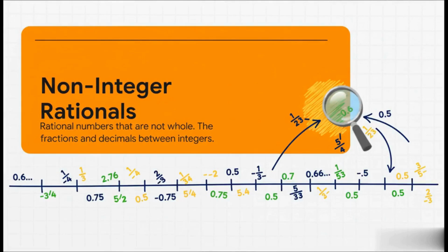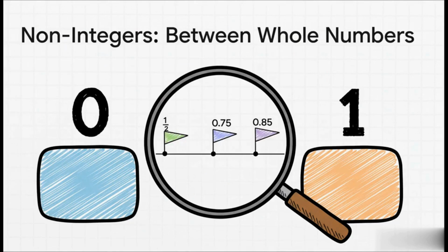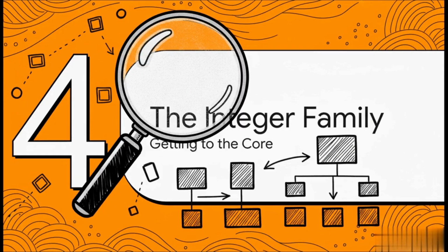And if a number is rational but it isn't a solid integer, where does it go? Well, it lives in the gaps. These are the non-integer rational numbers, all of those tidy fractions and decimals that fill in the spaces. Like 1/2, -3/4, or 0.75. They all have a very precise spot on the number line, but it's just in between those main integer steps. We're getting really close to the very foundation of our map now. So let's zoom in one last time on the integer family to see its own internal structure.